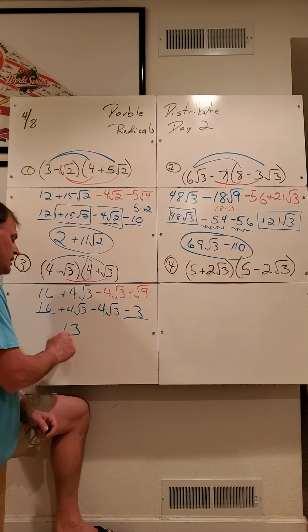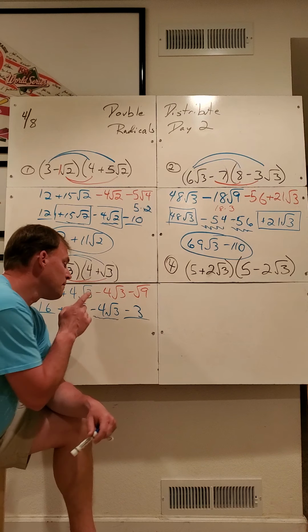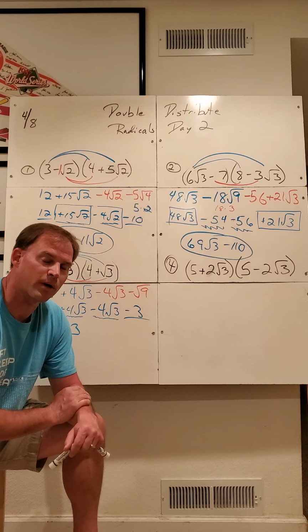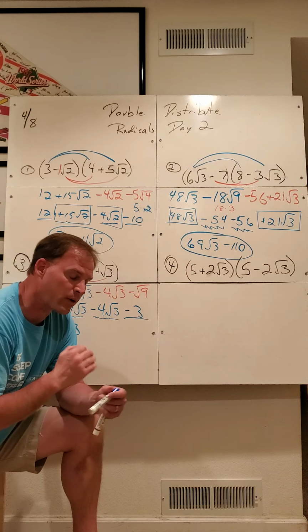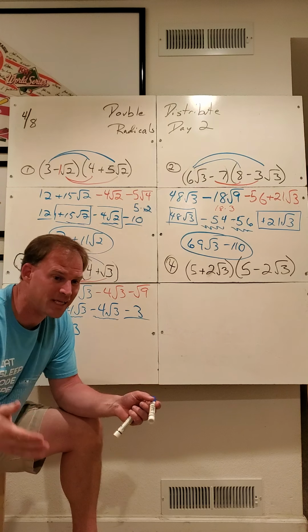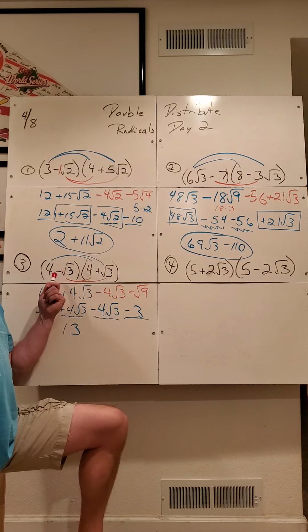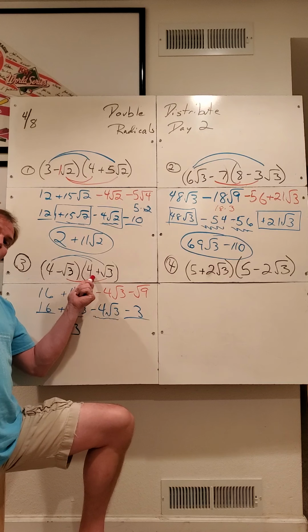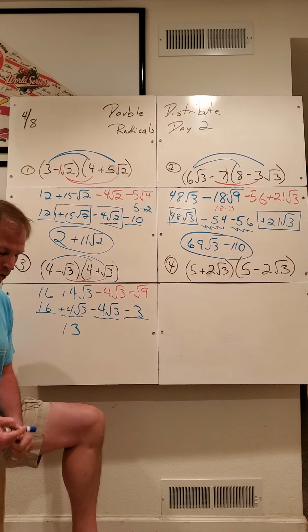And here's where the magic happens. Plus 4 square root of 3 minus 4 square root of 3 is 0 square root of 3, which means 0, which means I don't have a radical. So I started with a radical in both parentheses, and my answer came out to be a whole number.